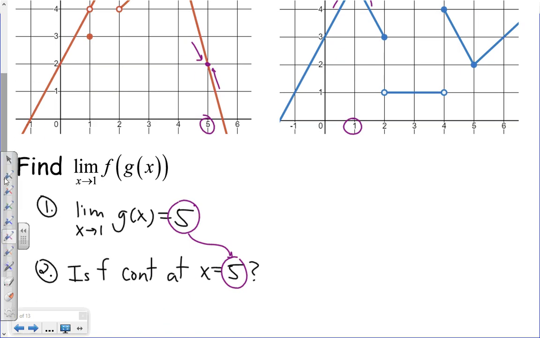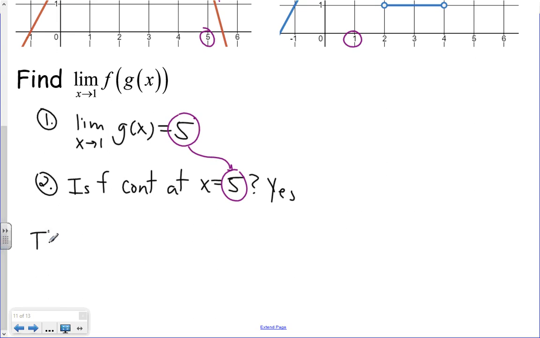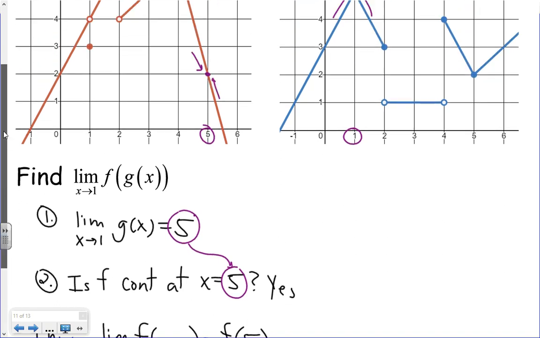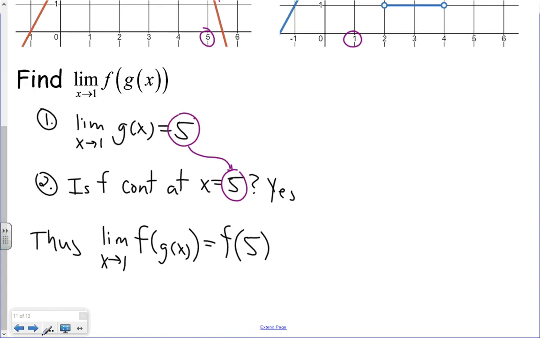So the answer here is a big yes, which is good news for us because that makes this limit really easy to find. In fact, we can say thus, or therefore, however you want to say that. I'll just say thus. Our conclusion is that the limit as x goes to 1 of this composition, f of g of x, is equal to f of, and we evaluate it at the limit of the inside function. The inside function had a limit of 5, so I just have to find out what f of 5 is equal to. So if we scroll up and look at function f, as I approach 5, not approaching 5, what is the function at 5? And it's 2. That right there is our limit.